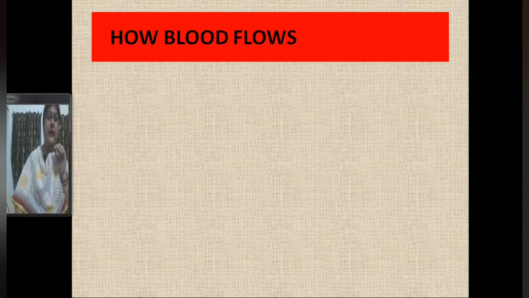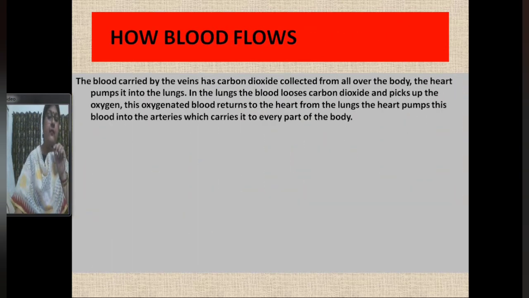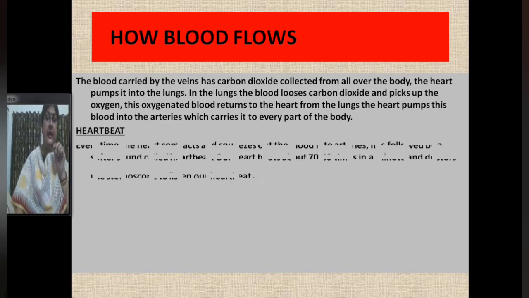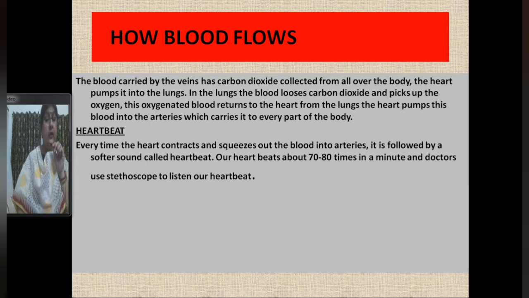Now see how blood flows in our body. The blood carried by the veins has carbon dioxide which is collected from all over the body. The heart pumps it into the lungs. In the lungs, the blood loses carbon dioxide and picks up oxygen. Now this oxygenated blood returns to the heart from the lungs, and the heart pumps this blood into arteries which carry it to all parts of the body.